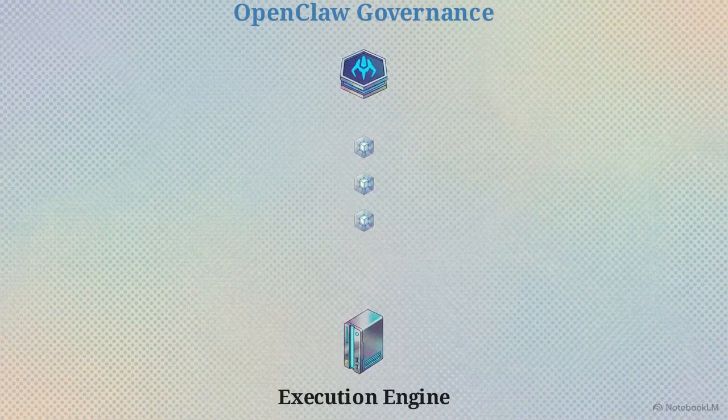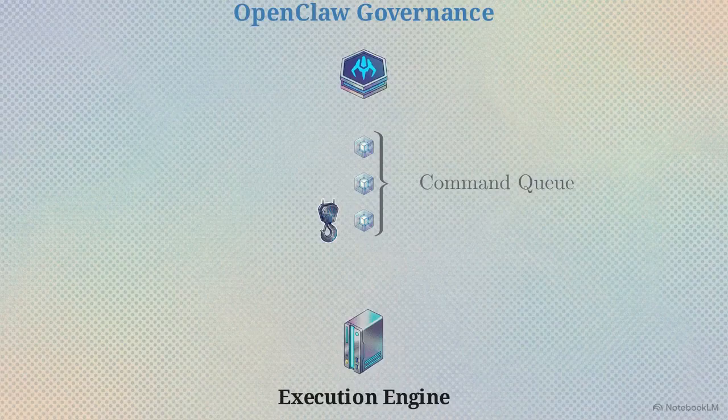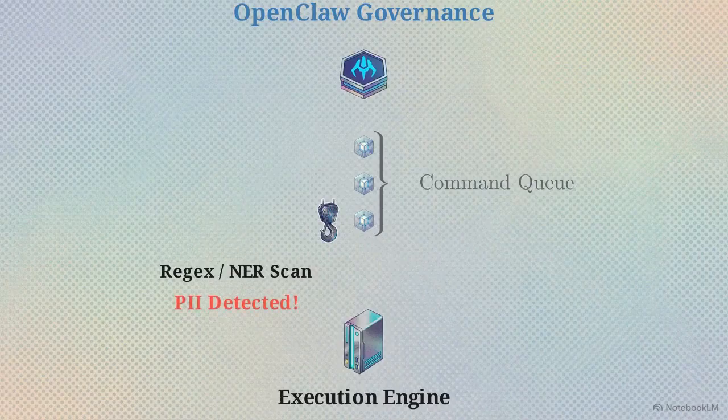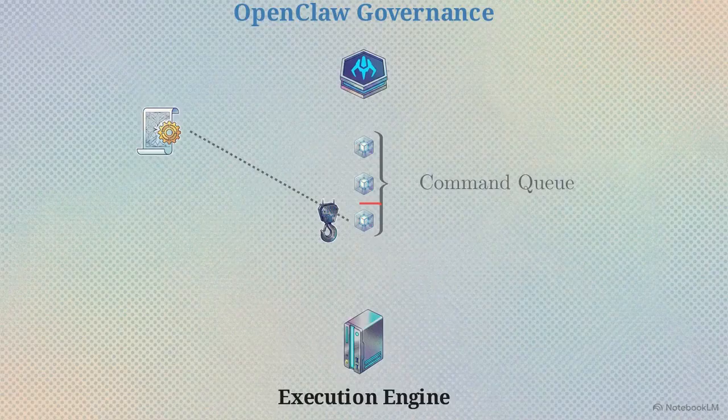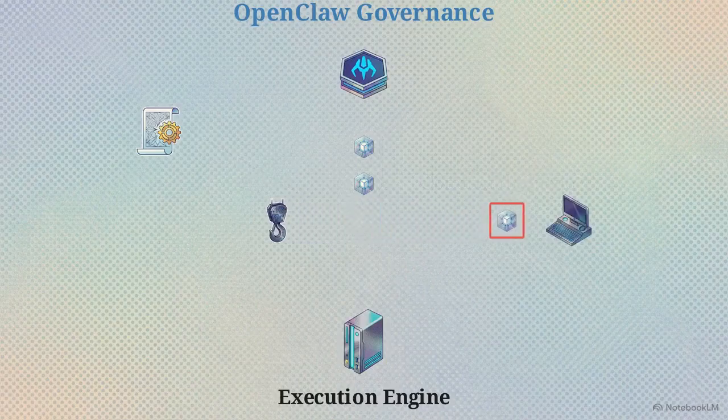OpenClaw intercepts the agent's intent and organizes it into a serialized command queue. Before any click is finalized, an interception hook pauses the process, creating a mandatory checkpoint. During this pause, regex and named entity recognition scan outbound text for personally identifiable information. These findings are checked against a sensitive data manifest, defining exactly what information the agent can handle. If a violation is detected, OpenClaw triggers a human-in-the-loop checkpoint for manual approval.